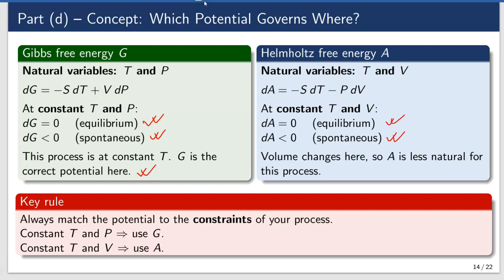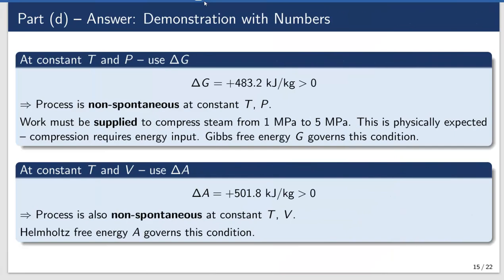Okay, so for volume change, A is less natural for this process. Here you have to remember: constant temperature and pressure, use G; constant temperature and volume, use A. In our case the temperature is constant and the pressure is changing, so we get a positive del G. Work must be supplied to compress steam from 1 megapascal to 5 megapascal. This is physically expected: compression requires energy input, so Gibbs free energy G governs this condition.